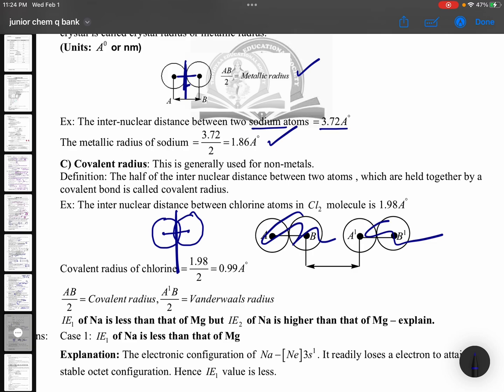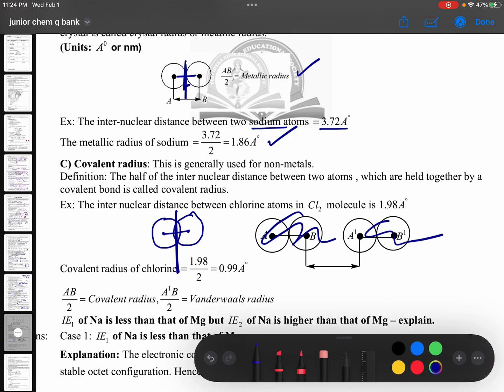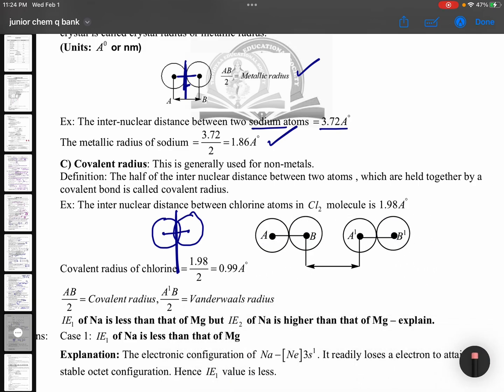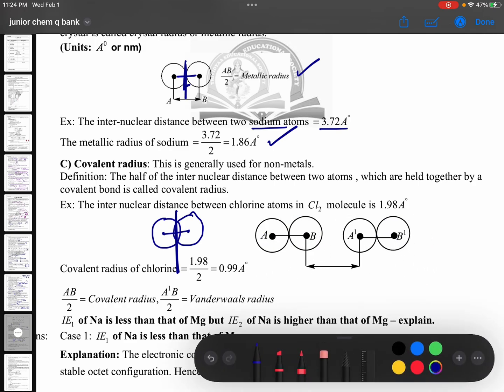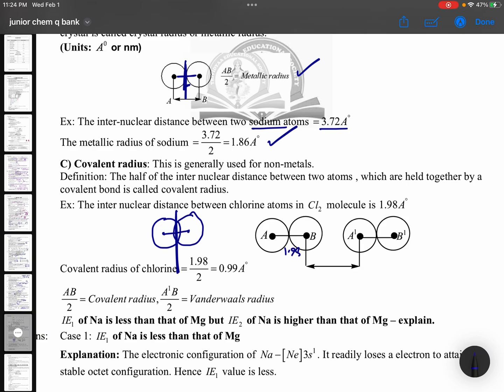The internuclear distance between two chlorine atoms is 1.98. Now you see, this is 1.98 distance, and half of this is the covalent radius. And for van der Waals radius, you see, AB by 2 is covalent radius, AB by 2 is covalent radius, and in one diagram they have mentioned two.